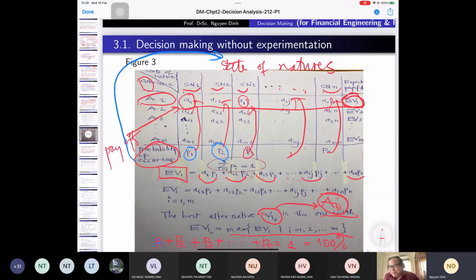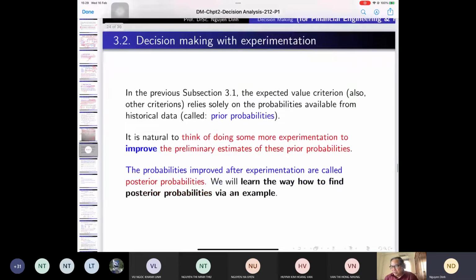Now we have about 15 minutes, so we should come to the next one. Is that okay? At least we come to the situation for you to look back at the Bayes theorem at home, and so next week we can continue with an easier topic: decision making with experimentation. We continue the example there, the bull market, bear market, stock A, stock B. Continue.